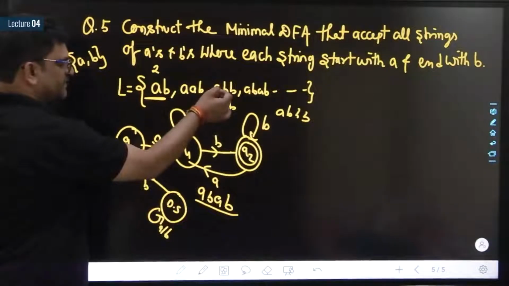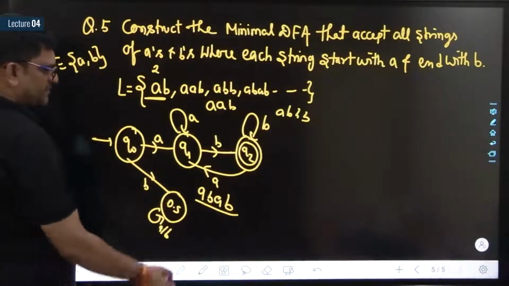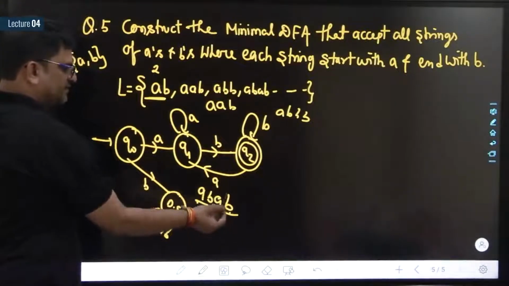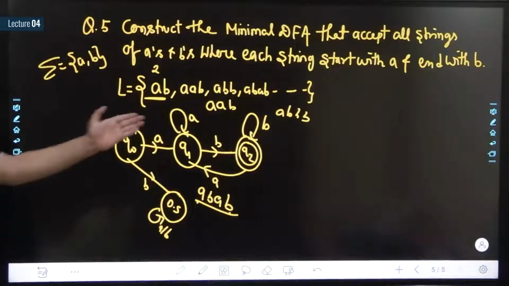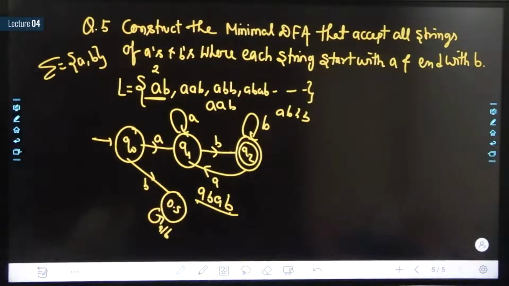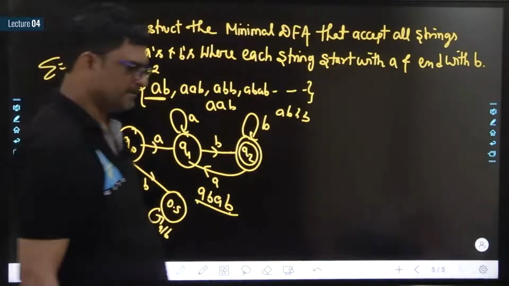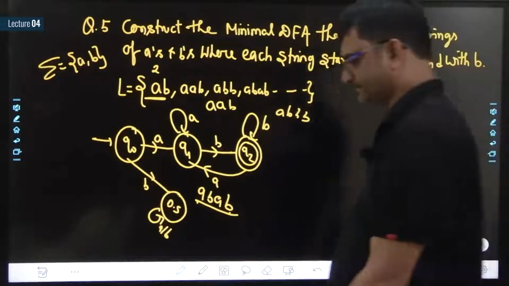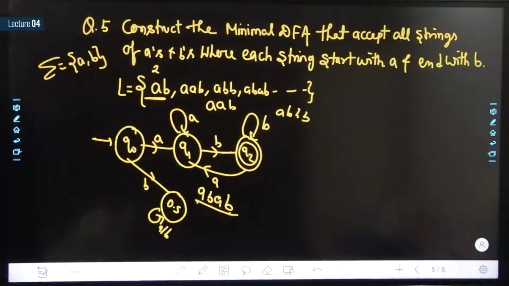This string is present in our language. What is the language? Start with A and end with B. Clear? Now check. This is the DFA. Each and every state has exactly one transition on every input symbol. Clear? Good. Next question.